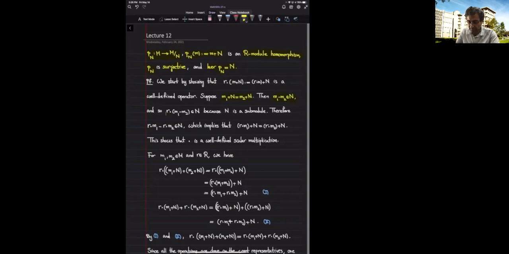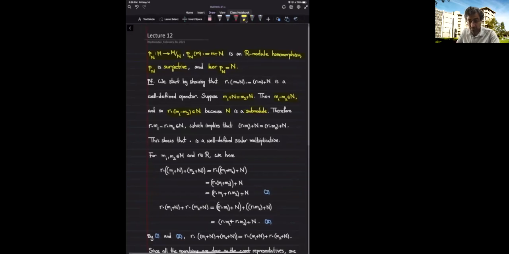That implies that R times n, that means that n is closed under multiplication, from which we can deduce that R times (m1 minus m2) is inside n. Again, because n is a submodule. From here, we use the distribution law, and we deduce this.